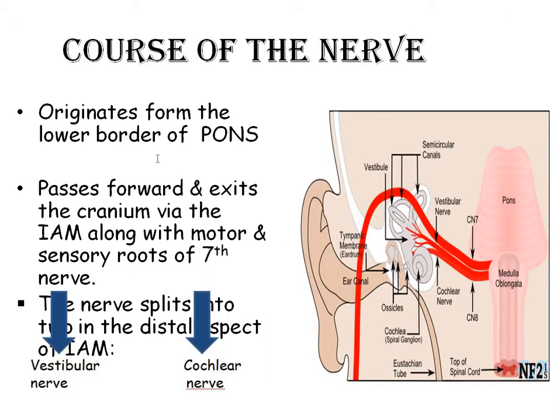The course of the nerve: it originates from the lower border of the pons, passes forward and exits the cranium via the internal auditory meatus along with the motor and the sensory root of the 7th nerve, which lies superior to it. The nerve splits into two in the distal aspect in the IAM, the vestibular nerve and the cochlear nerve. The vestibular nerve lies posteriorly to the facial nerve.